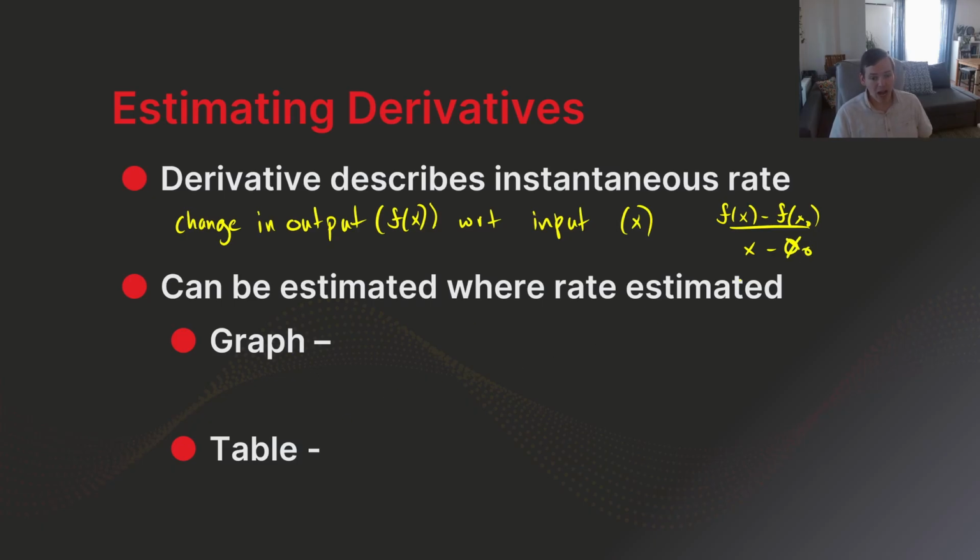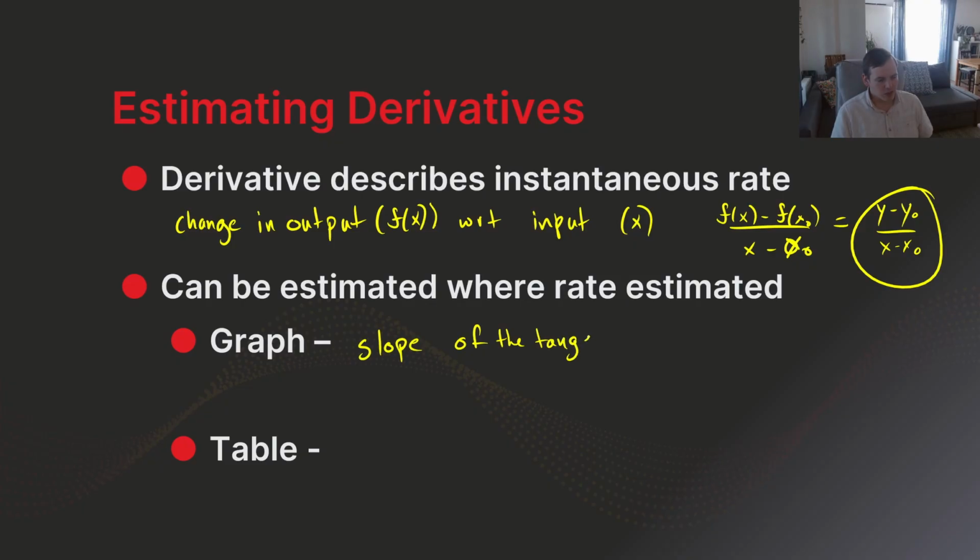So on a graph, we can think about it as the y minus an initial y value, x minus the initial x value. So we can estimate the derivative anywhere that we can estimate a rate of change, which on a graph should look familiar. That is the slope, and more specifically, the slope of the tangent line at a point. So if I look at a point and see the slope of the line at that point, that will be an estimate of my derivative.